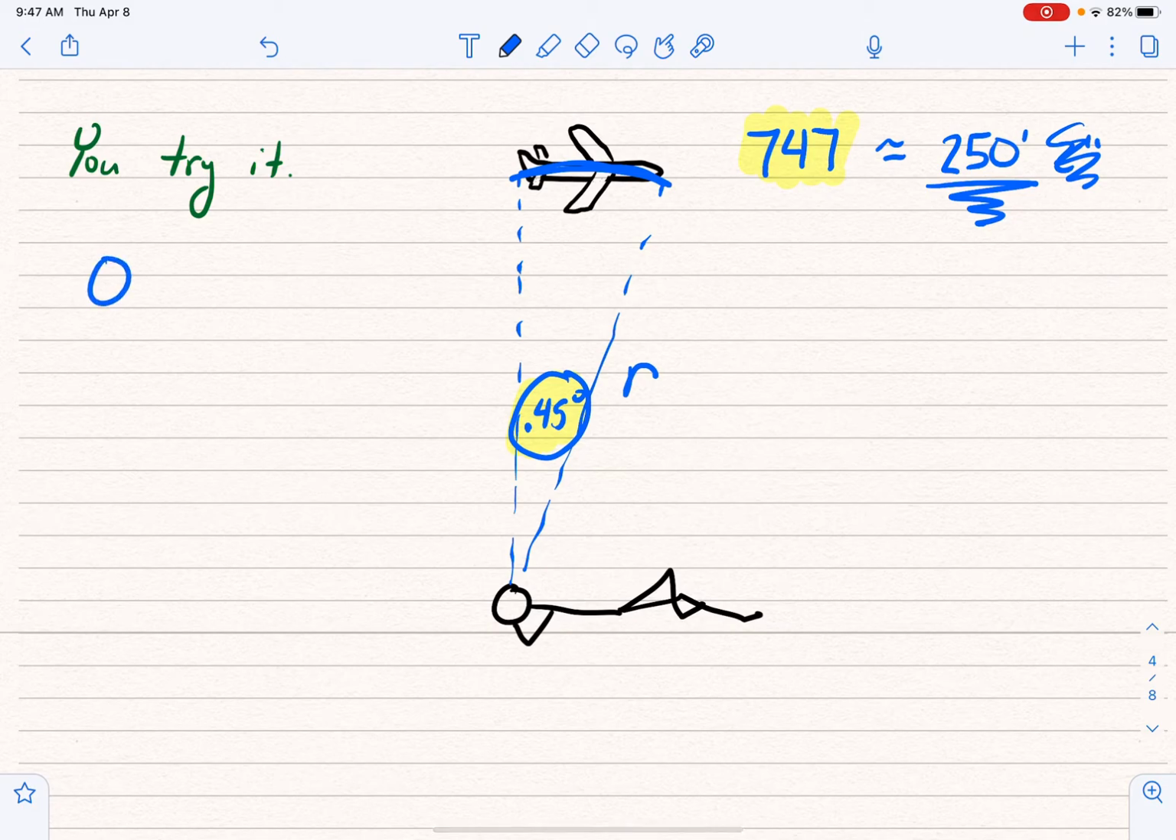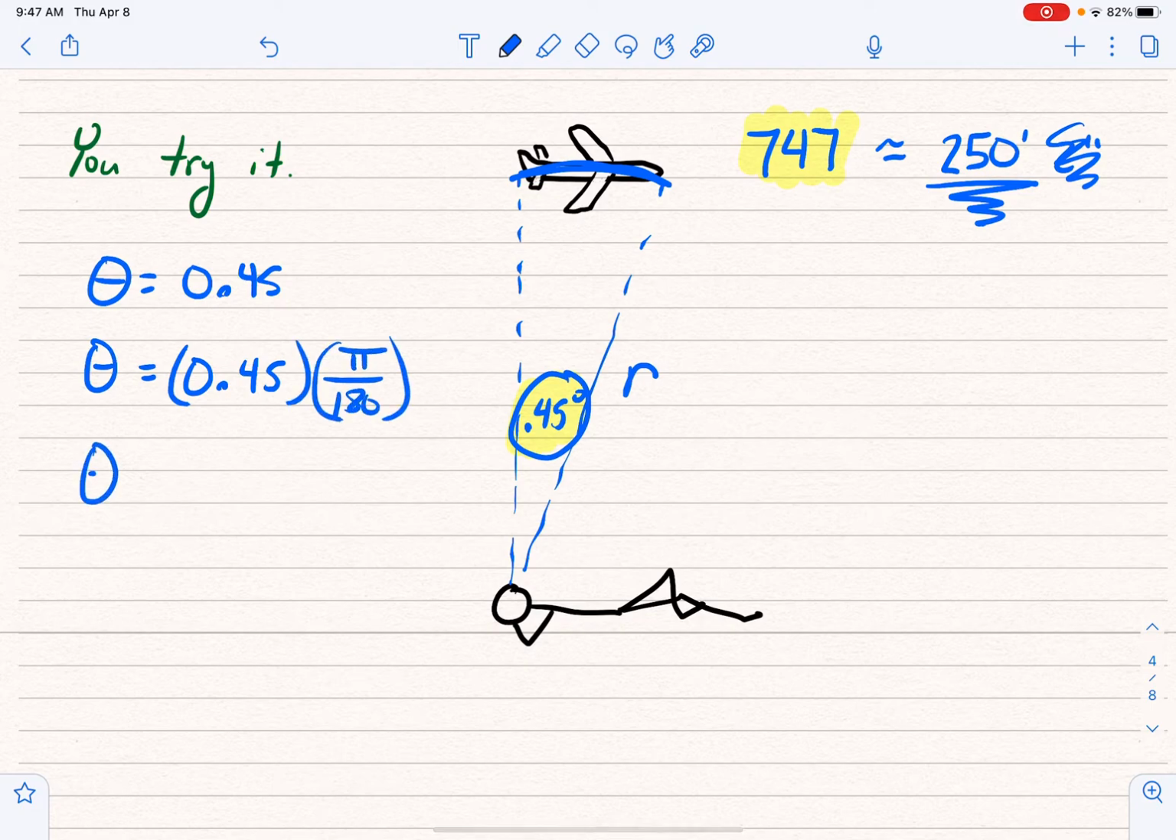So I'm going to say, well, theta, in this case, is 0.45 degrees. The first thing I need to do is convert that to radians. So I'm going to say 0.45 times pi over 180. And so I get that theta is equal to 0.45 pi over 180. Now, I don't like to have decimals and fractions, so I'm going to multiply the top and bottom by 100, which is going to give me 45 pi over 18,000.